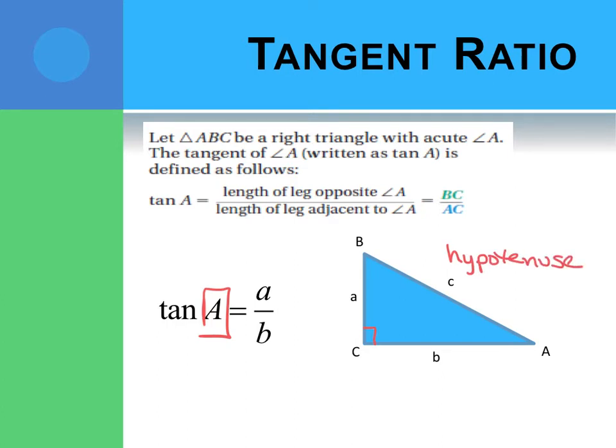In relation to angle A, the side that is opposite to angle A is the little a over here, and we'll label this one as the opposite side. And then the side that's adjacent or next to angle A will be side little b. So this one is going to be the adjacent side.